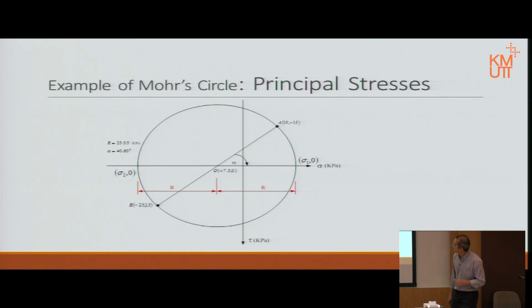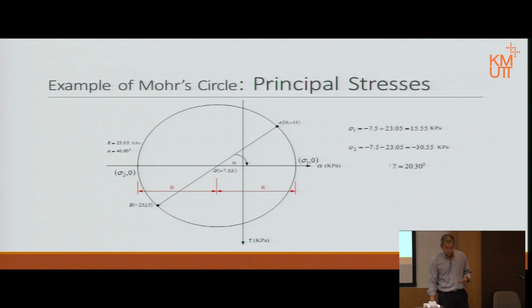Similarly, when we measure it that way, it still forms the center of the circle to a point on the circle. It is equal to the radius, and therefore we can work out sigma 1, and then we can work out sigma 2. Just general plus minus. And of course, theta P1 is half the alpha.